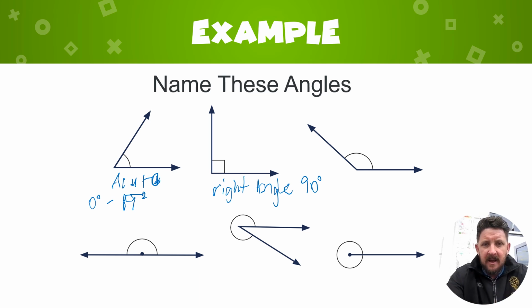The next one here is an angle that goes between 91 degrees and 179 degrees. Now this one here is quite a big one. It's got a bit of a belly. Can you see a little bit of a belly there? And it looks like this little part here, and I'm going to highlight it. Hang on, let me get my highlighter here. Can you see my angle in the middle here? It looks like it's got a bit of a belly.